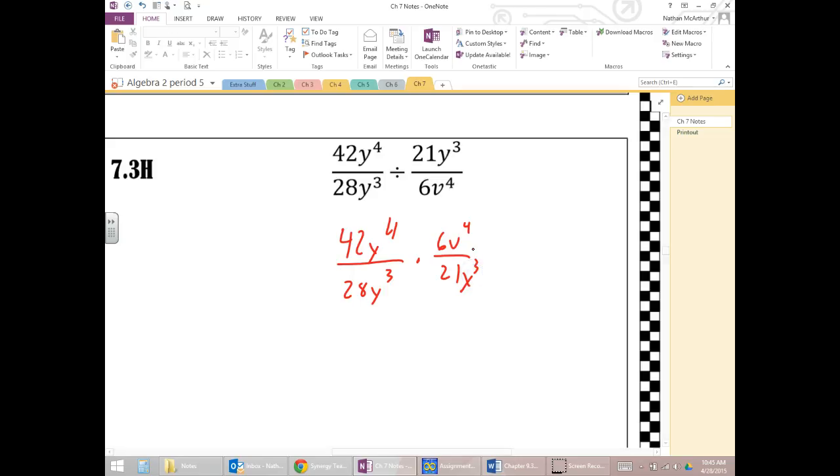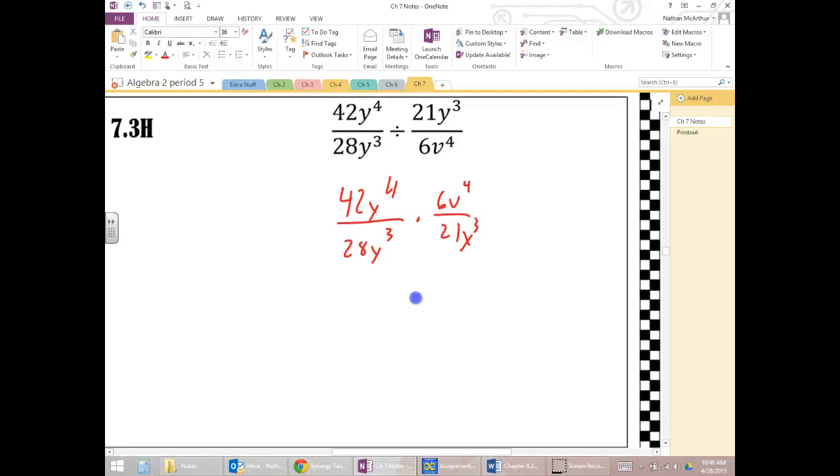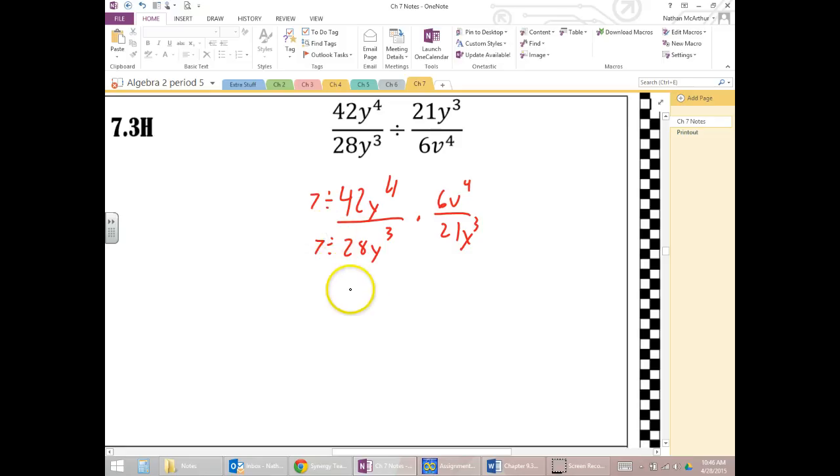Okay, now for this one, I am going to recommend we simplify it. 42s, those are big, big, big numbers. I prefer not to deal with big numbers. So if I simplify the first one, 42 over 28, what goes into both of those? 7. Nice. So if I divide the top by 7 and the bottom by 7, I'm going to end up with 6y to the 4th over 4y cubed. So that got rid of my big numbers, right? And 6 and 21 both are divisible by 3. So this is going to get me times 2v to the 4th over 7y cubed.